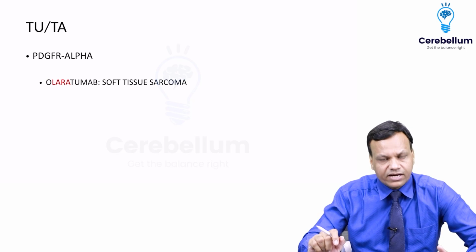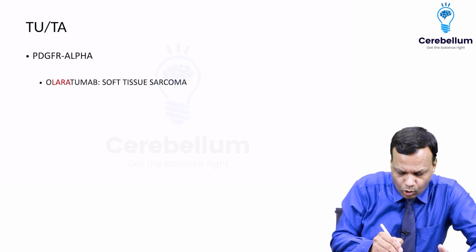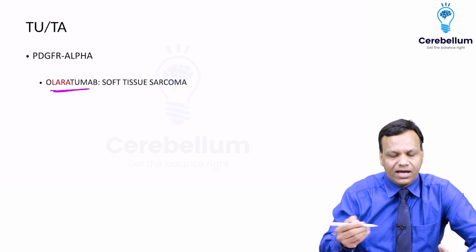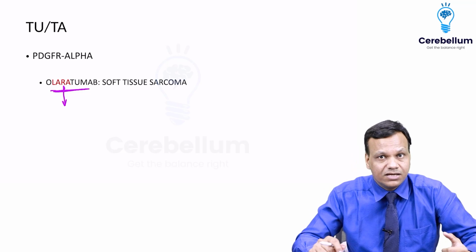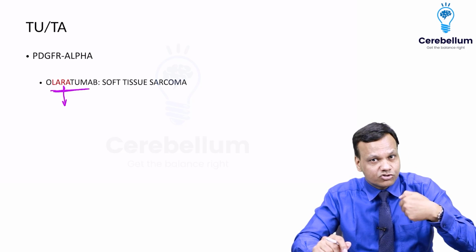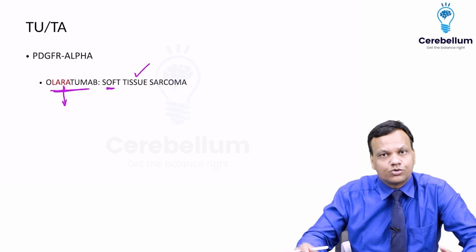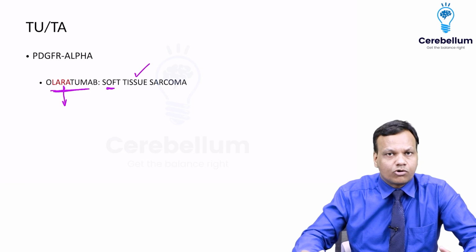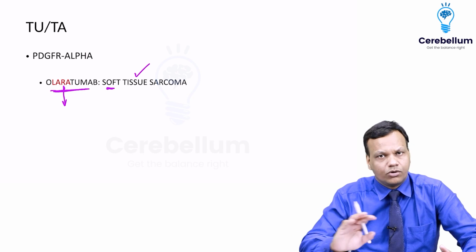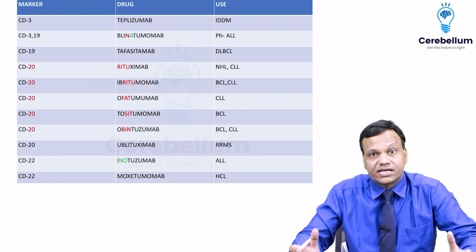Next is PDGFR alpha, platelet derived growth factor receptor. The drug against this is olaratumab. If you remember Brian Lara, a left-handed, very good batsman, when he hit the ball softly, it would go very quickly to the boundary. Soft means soft tissue sarcoma. So Lara drove softly, the ball got to the boundary: soft tissue sarcoma. No need to remember.